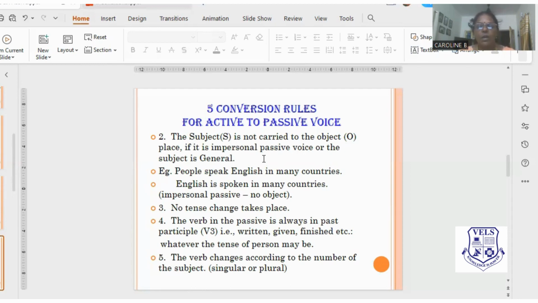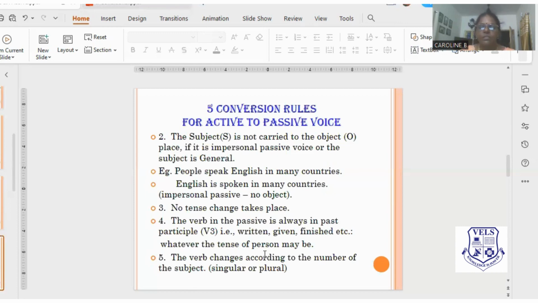Third rule, no tense change takes place. Yes, whatever tense is there, the same tense is expressed, only the form of verb is changed. The verb in the passive is always in the past participle or the V3 form. For example, written, given, finished, etc.